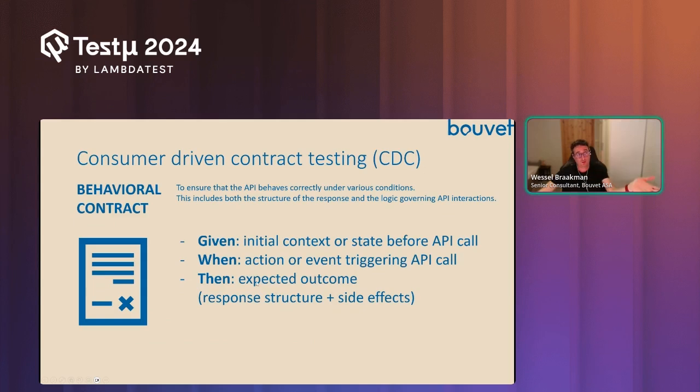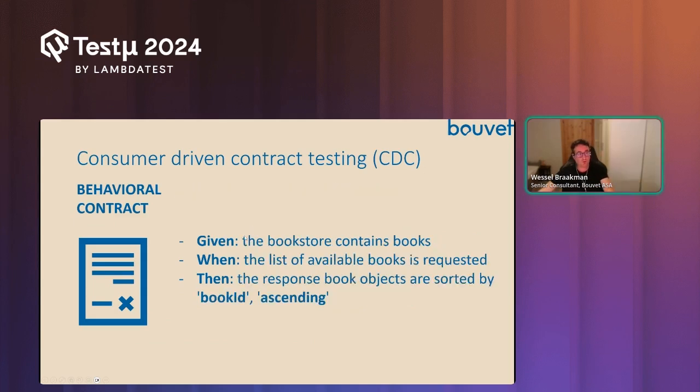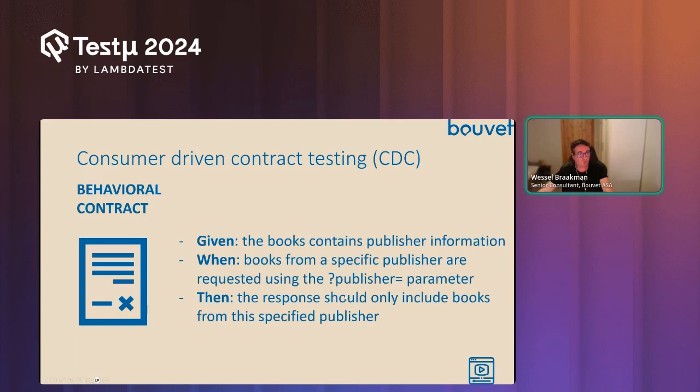Besides that, consumer-driven contracts can also be behavioral contracts. So for example, one consumer says, if the bookstore contains books, when I request the list of available books, the response book objects are sorted by book ID ascending. So that's from low number to high number. But another consumer says, yeah, that's all nice, but if they contain publisher information, I want to be able to request books from a specific publisher with an extra parameter behind the API. And then this response should only include books from this specified publisher.